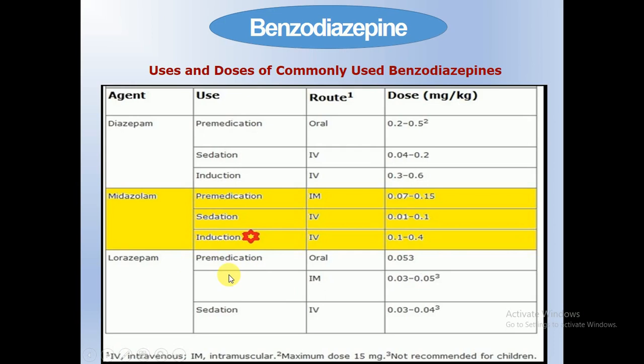Lorazepam is also used as a premedication in oral dosage form, given orally at 0.053 milligram. Lorazepam can be given through the intramuscular route at the dose of 0.03, 0.5, and it will cause sedation through the intravenous route at 0.03, 0.4. So it means that all these drugs are available in intravenous and intramuscular forms. The maximum dose is 15 milligram. It is not recommended for children.